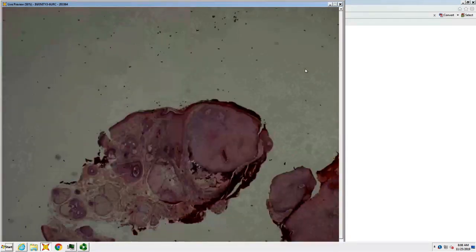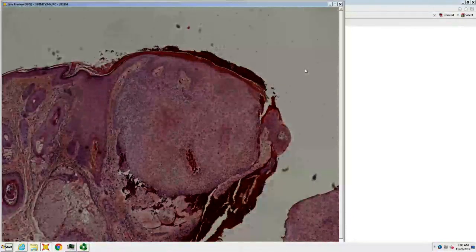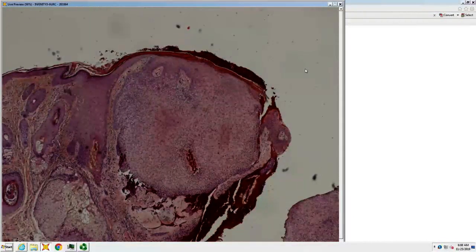We'll do one last one. Be careful, it's tricky. Lymphoma. You see the purple palisade and the clear cells. And with that, we're done.